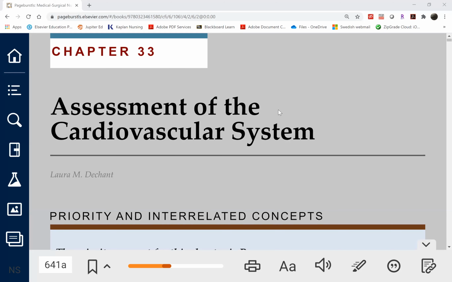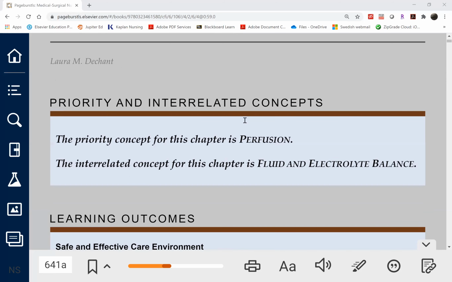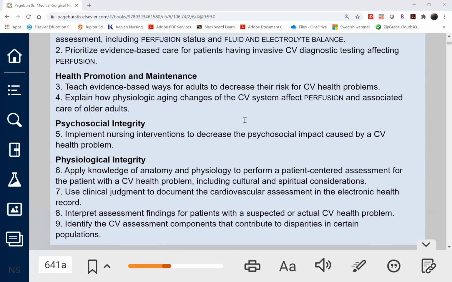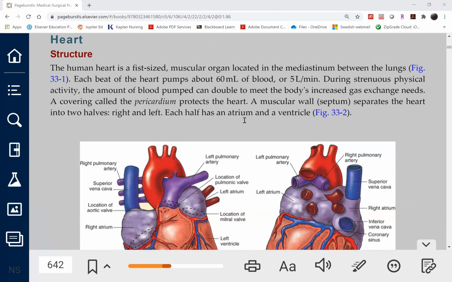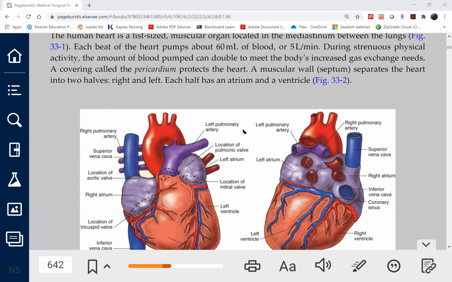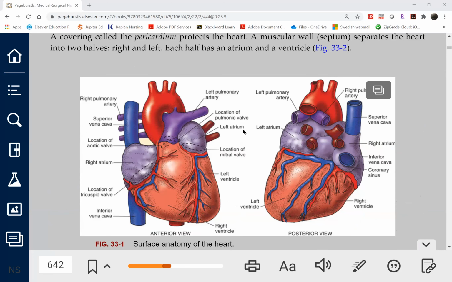Let's begin with chapter 33. I won't be discussing the entire chapter. This is just a review. I won't be going through the whole anatomy because the assumption is you passed A&P1, so you should know how to trace the flow of blood. This will help you recognize why the signs and symptoms appear the way they do. It's really because of a disruption in the flow of blood.